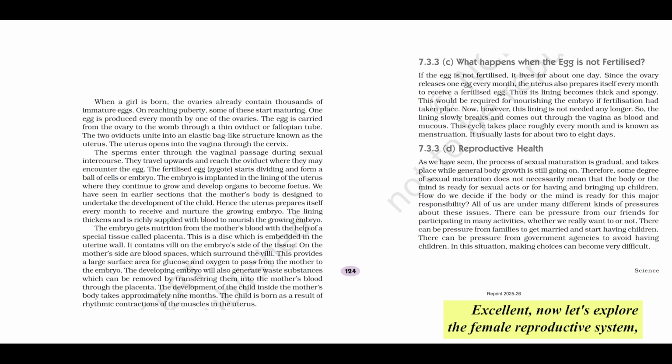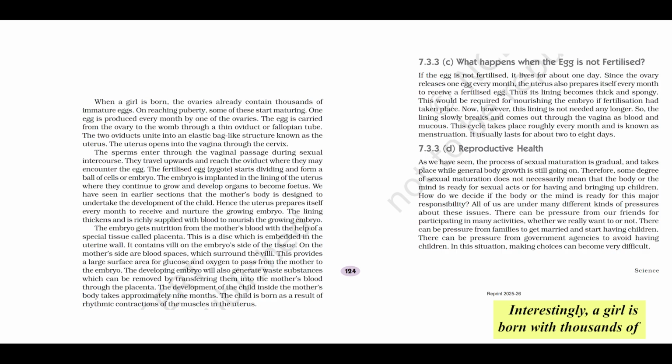Got it. Excellent. Now let's explore the female reproductive system, responsible for producing female germ cells, eggs, nurturing a developing embryo, carrying pregnancy. Making eggs, carrying the baby. What are its parts? Female germ cells, eggs, ova, are produced in the ovaries, two almond-shaped organs in the lower abdomen. Ovaries also produce female hormones, mainly estrogen and progesterone, regulating the menstrual cycle and female characteristics.